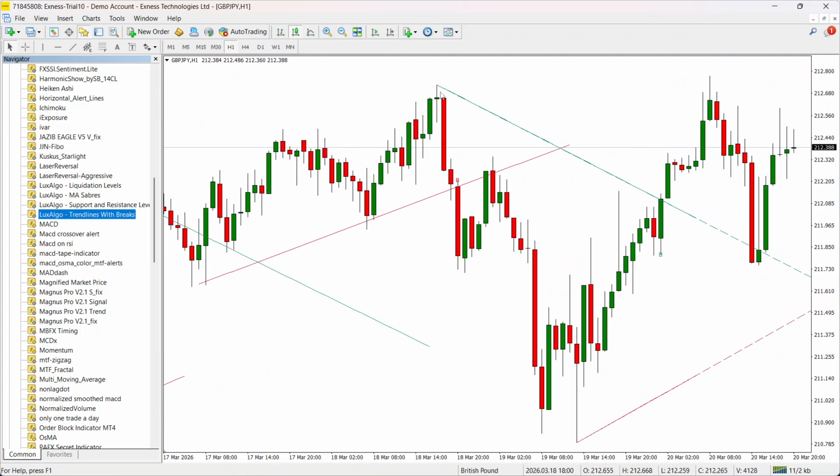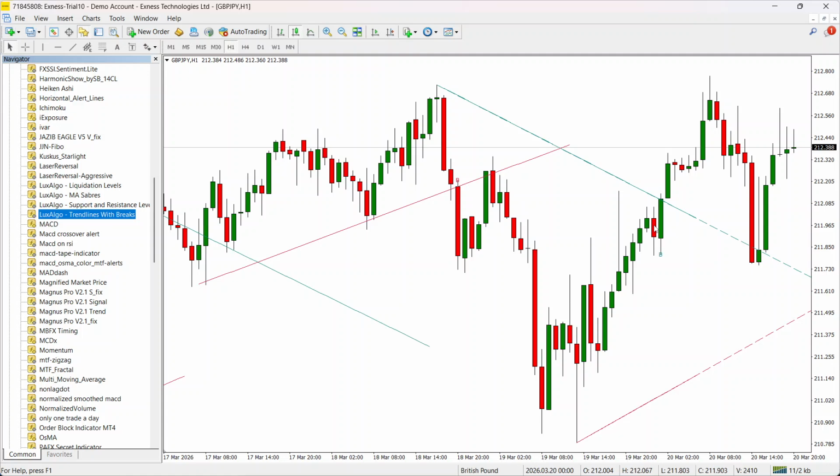Now, as you can see, the trend line with breaks indicator assists in plotting trend lines that represent support, resistance, channels, or reversal zones, and then marks when price breaks above or below these lines. As you can see here, this marking, and over here.